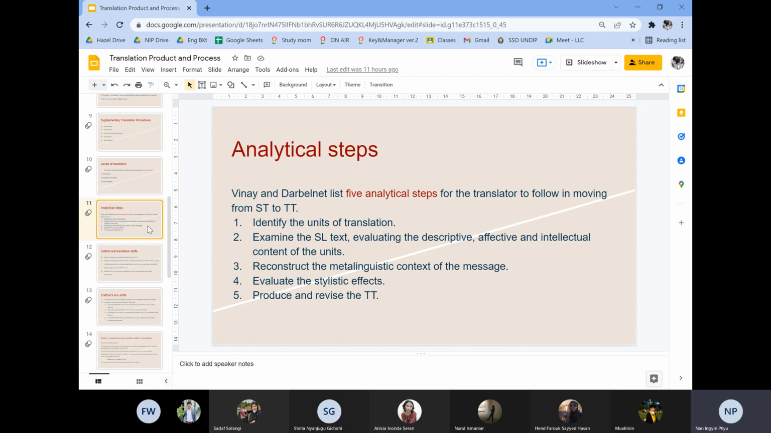And then another step is to evaluate the stylistic effect. And the last one is to produce and revise the TT, the target text. Of course, we have to revise it and proofread. In that way, from the point of view of the translator, they will be able to convey the message without any mistake and error.